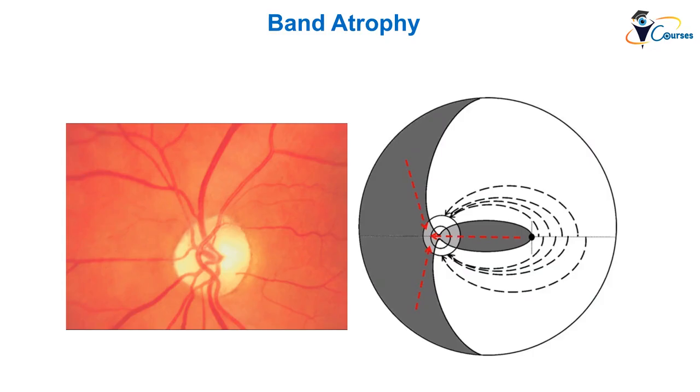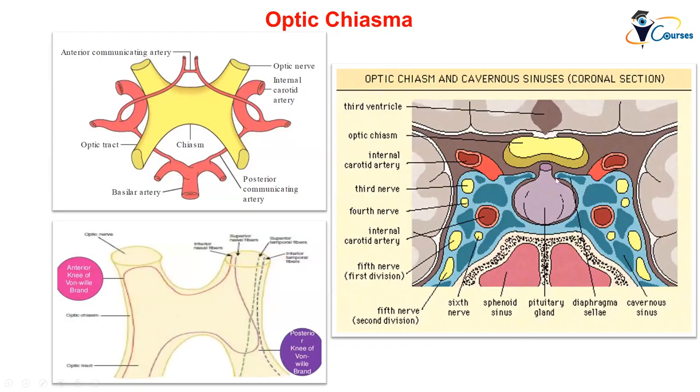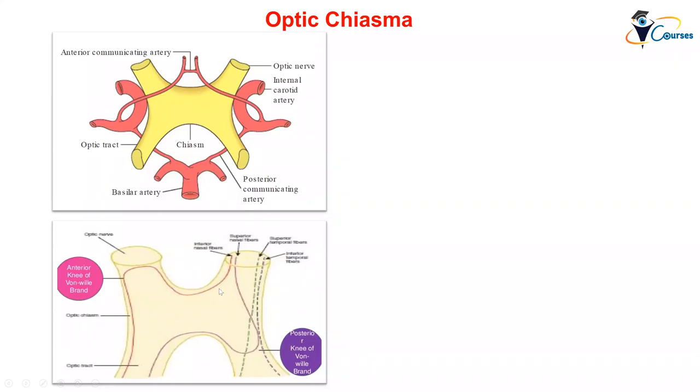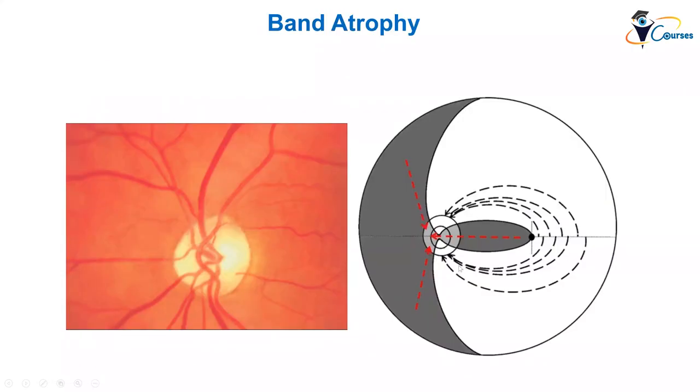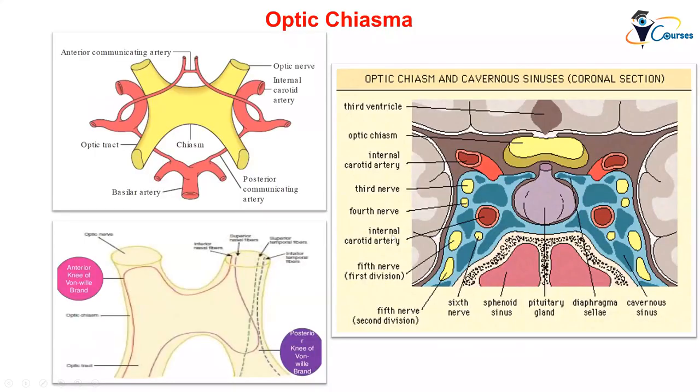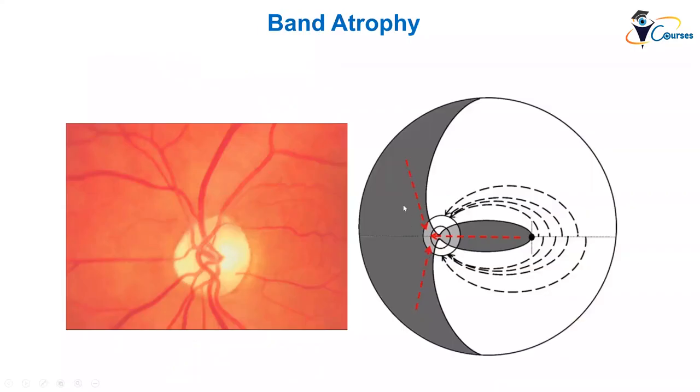So why does this happen? This is basically because of the compression of the central part of the chiasm. What happens when there is compression of the central part of the chiasm? Like by pituitary adenoma, it will compress the nasal fibers. These nasal fibers represent the temporal retina. So there will be involvement of the temporal retina, and the nasal fibers that will represent the temporal field. You can see that there is involvement of the nasal fibers, the decussating nasal fibers.